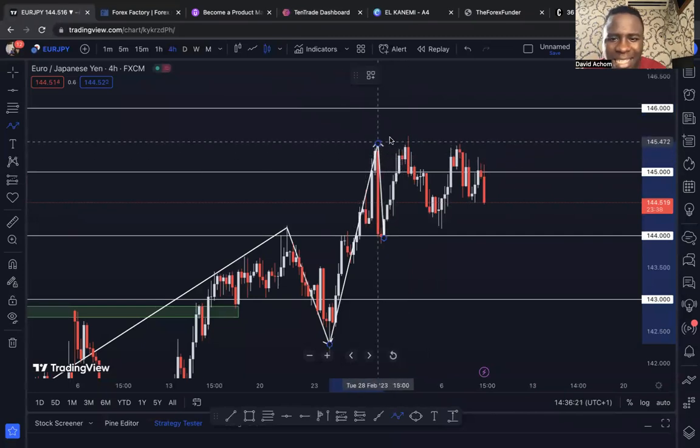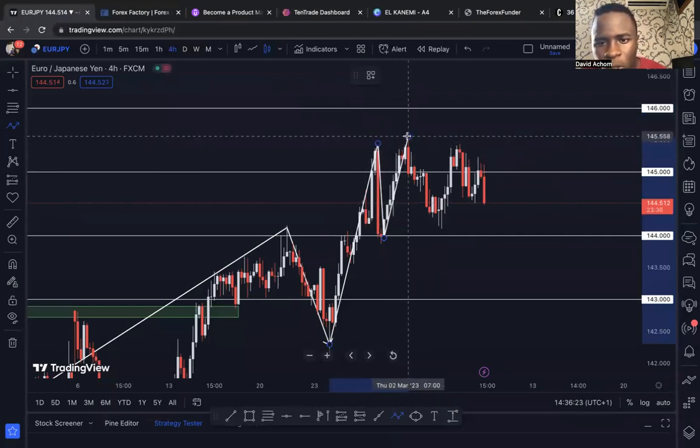Now, on to the next high. Which high went higher than this high? This place here. And on the 4-hour chart, it doesn't matter whether it's a wick or a body. It went above it. Unless it was a very long wick, then you will ignore. If it's not a very long wick, we cannot ignore it.